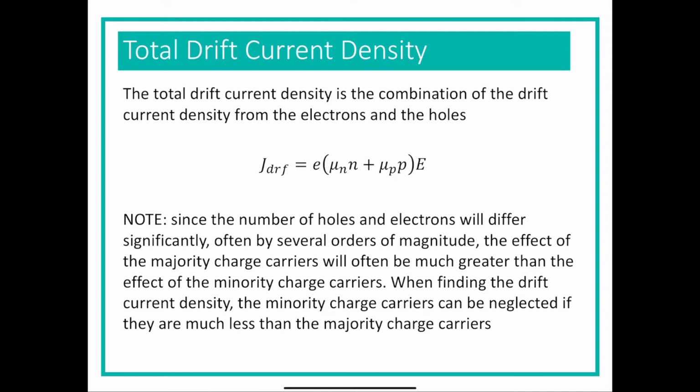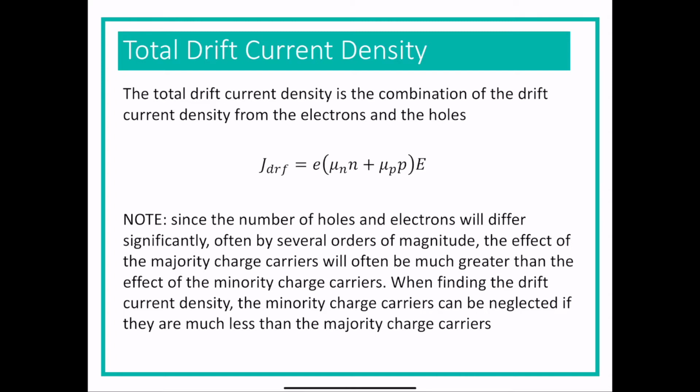So usually when we find drift current density, we just approximate it and take the majority carrier and multiply that by its mobility and multiply by the electronic charge times the electric field. If you are scared to do that, just use the whole equation and you'll be fine. It's just that the minority carrier won't make a whole lot of difference in your calculations. So you can do it either way.